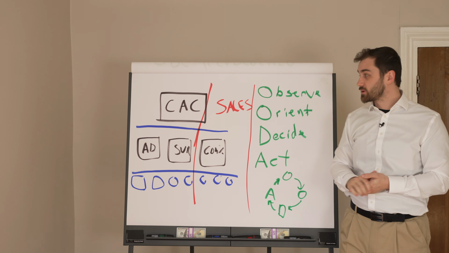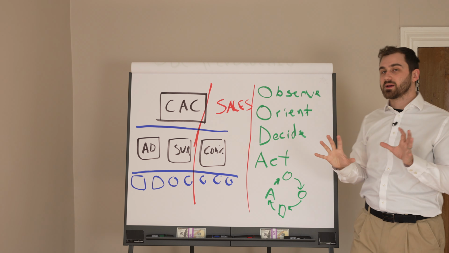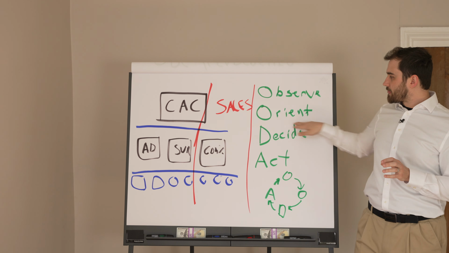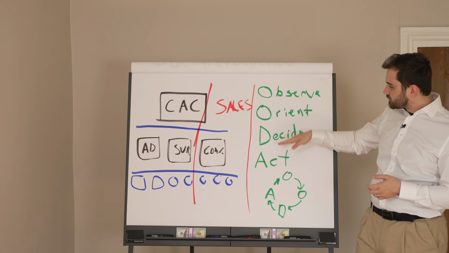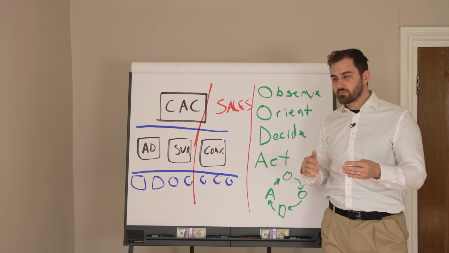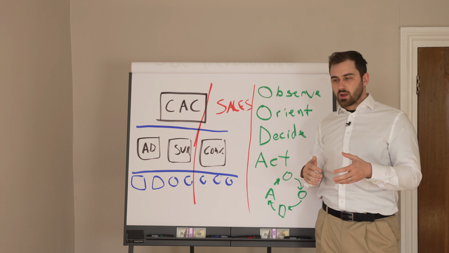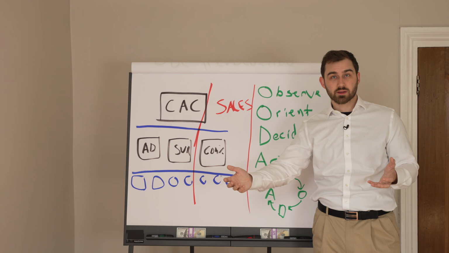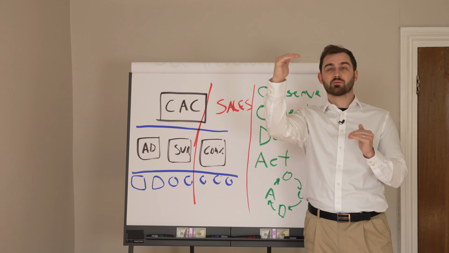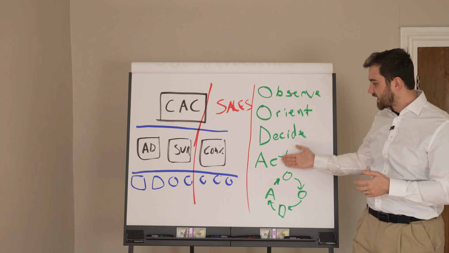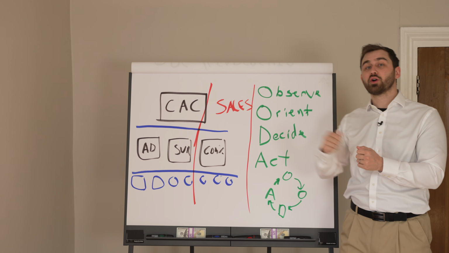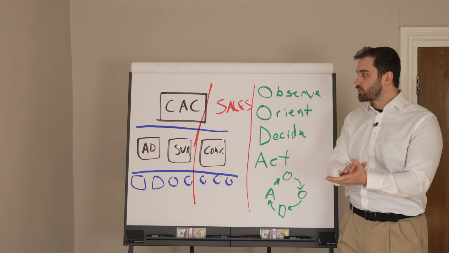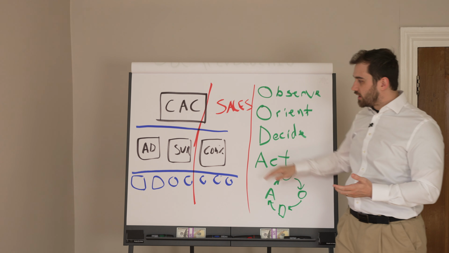Let's go back to our Facebook example. So Facebook observes that more men are clicking on this ad. There may not be so much orientation in this example. Then it decides, I'm going to show this to more men because more men are clicking on it. Therefore, we want our ad results to go up. So that's an example of it deciding. And then Facebook acts on that by putting it in front of more men. That's an example.